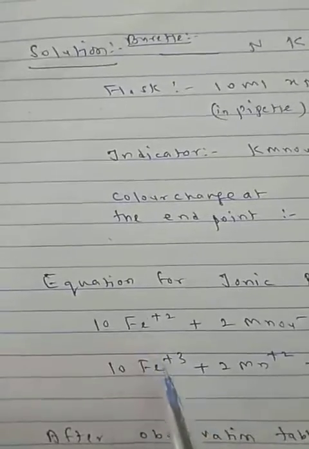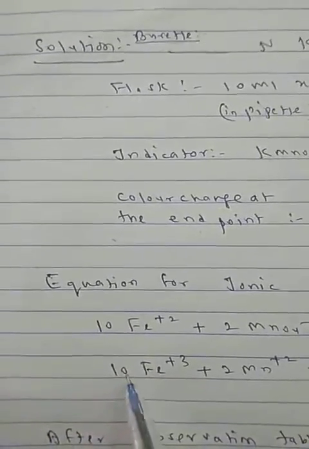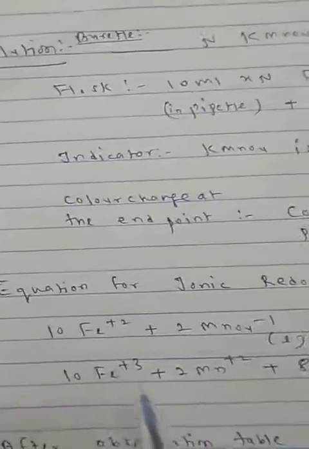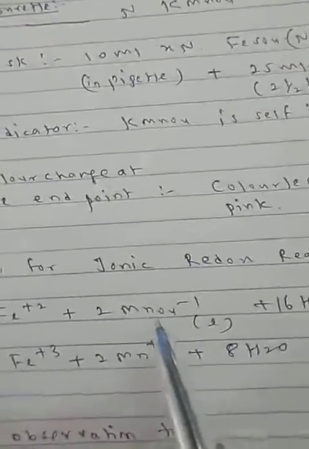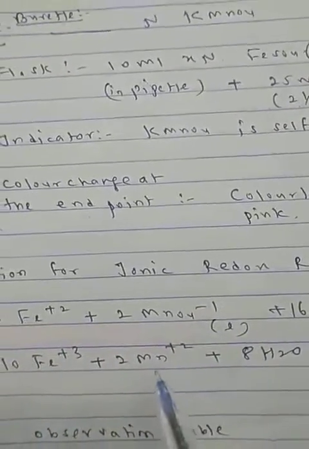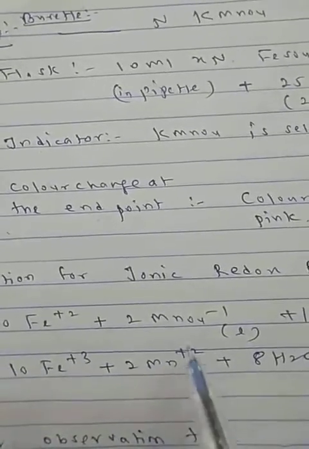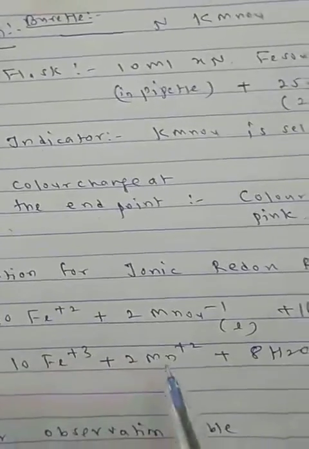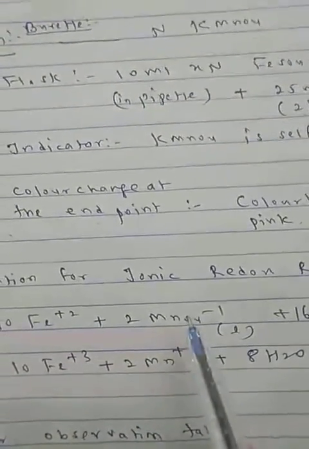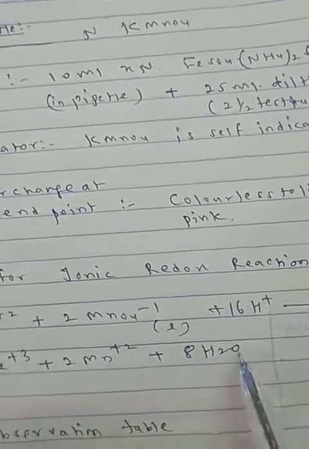Then Fe2+ is going to convert into Fe3+, losing 1 electron, balanced 10-10. So Fe2+ to Fe3+. No need of writing electrons. MnO4 minus 1 is going to decrease, from minus 1 to plus 2, Mn2+. The oxygen and hydrogen combine and give water molecules, H2O.